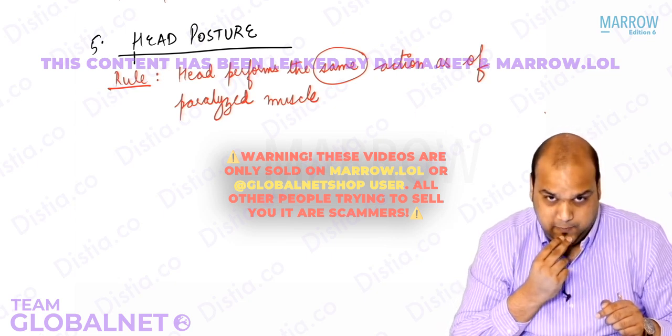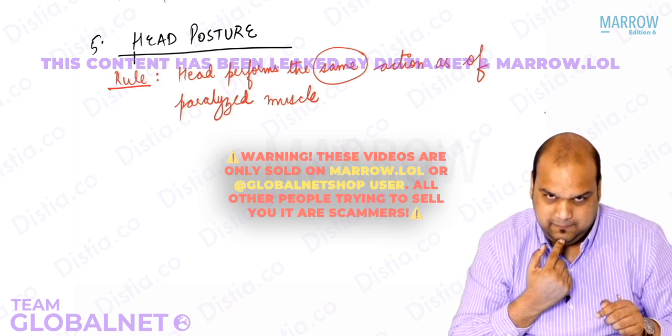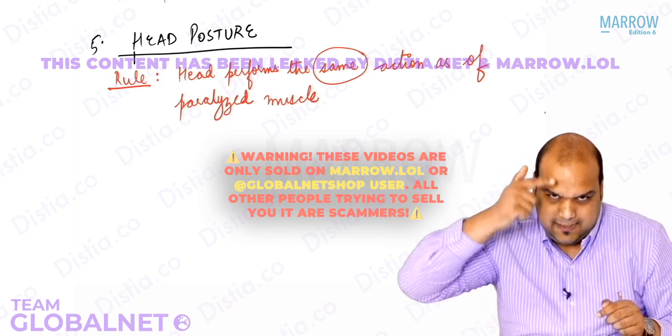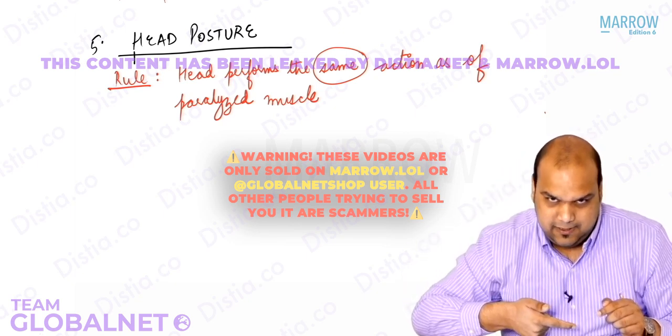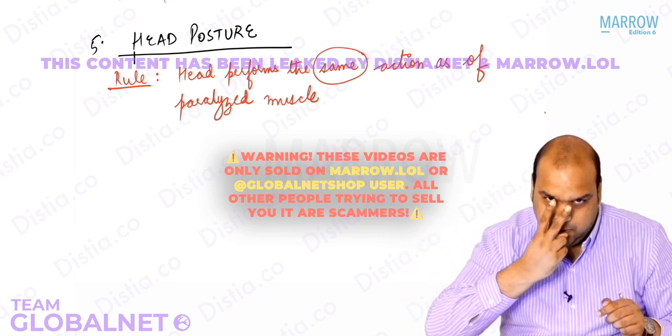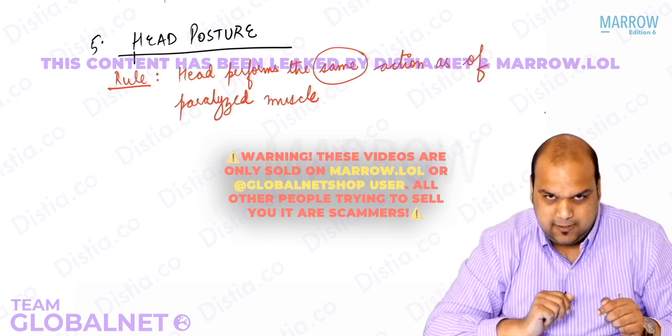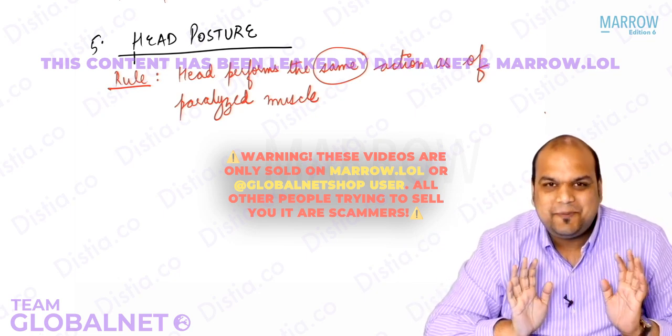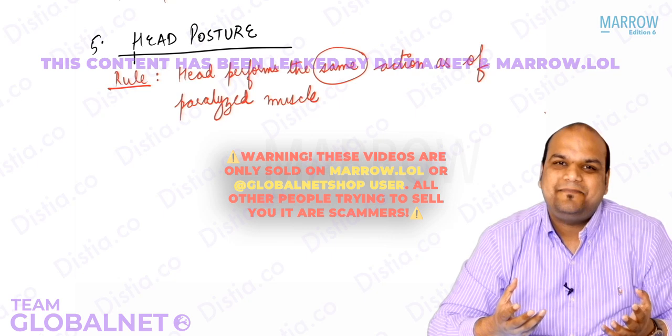What is the action of superior oblique, everybody? Elevation or depression? Depression. So the head has performed the same action as of the paralyzed muscle. The action of superior oblique was depression. I have moved my head down. So even with hypertrophy, I can look in the straight direction. You understand, everybody? So this is an adaptation.